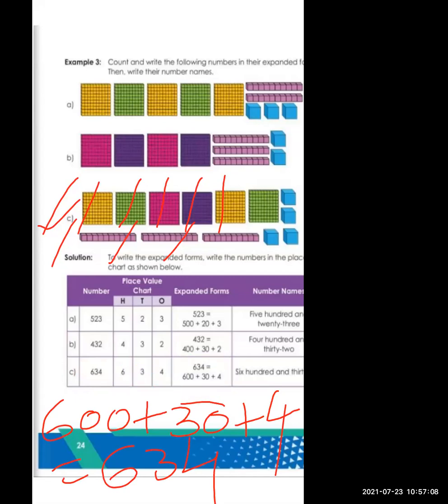So this number we are going to write in words. How to write in words? 634. SIX hundred. Okay, so this way we are going to write this number in words.